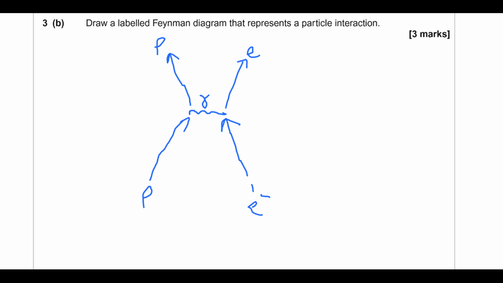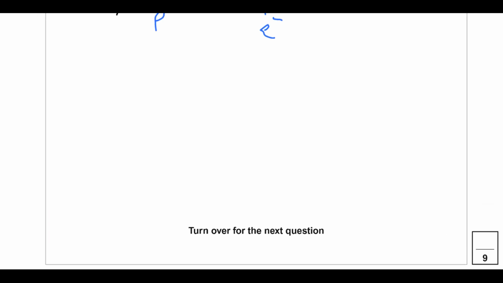So we can see that the charge on the left has stayed the same, the charge on the right has stayed the same, so we don't need to carry a charge over, which is why we have a neutral exchange particle, the virtual photon. That's all we need, and the final thing, time is going that way. That's the passage of time showing protons and electrons interacting. Okay, so that completes that question.